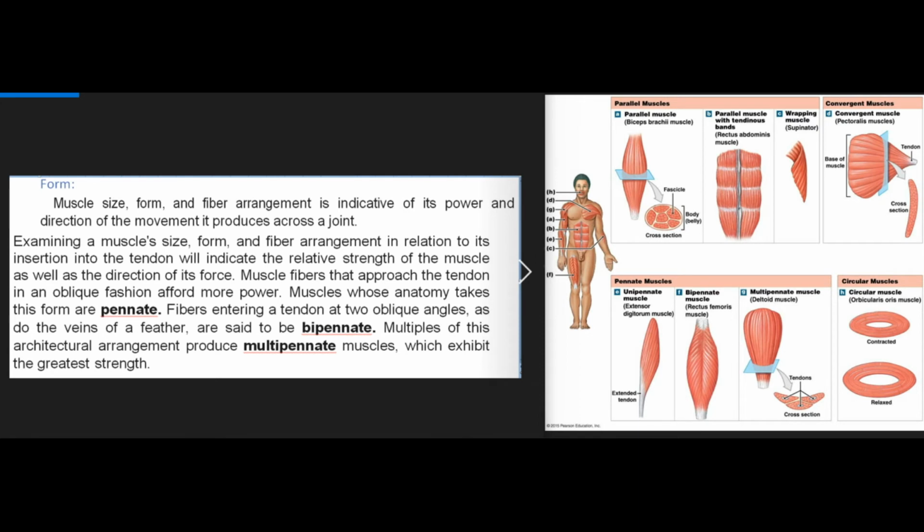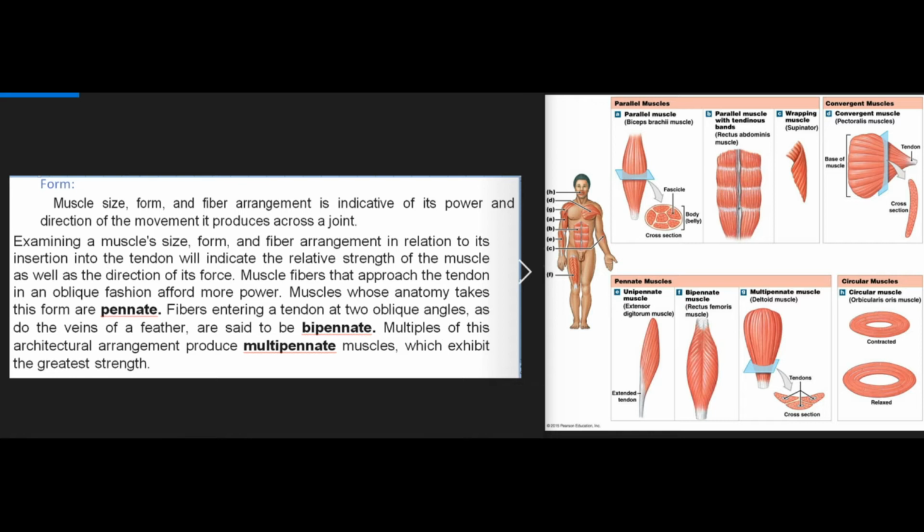Form: muscle size, form, and fiber arrangement are indicative of its power and the direction of the movement it produces across a joint. Examining a muscle's size, form, and fiber arrangement in relation to its insertion into the tendon will indicate the relative strength of the muscle as well as the direction of its force.